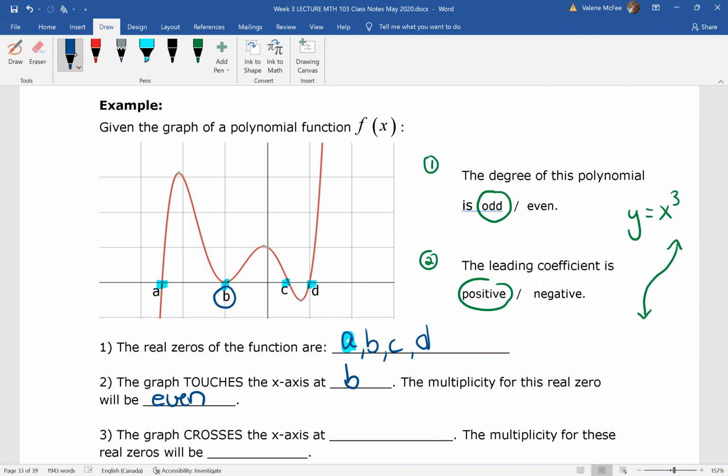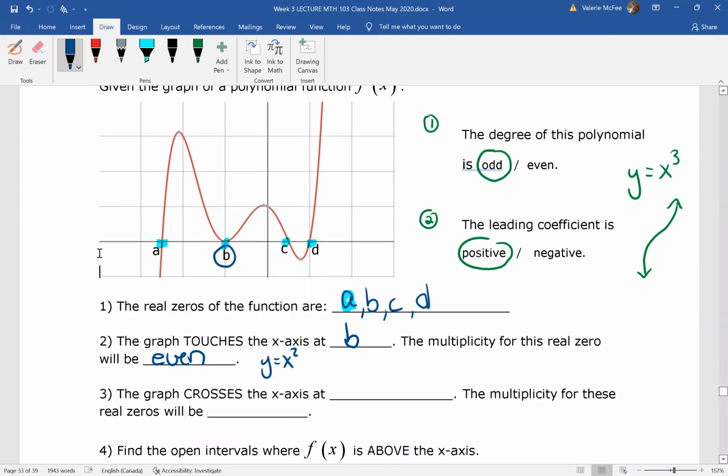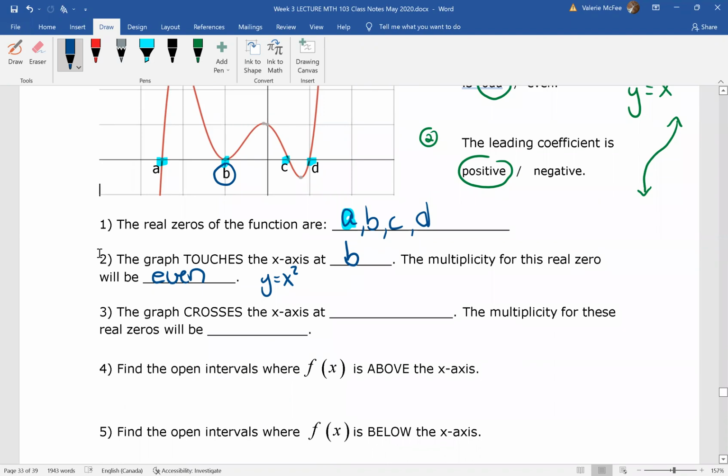Because if I think about the graph y equals x squared, I know that it touches the x-axis, and that has an even multiplicity. The graph is crossing the x-axis at A, C, and D. Those will have a multiplicity that is odd, just like y equals x cubed, where it's crossing the x-axis.